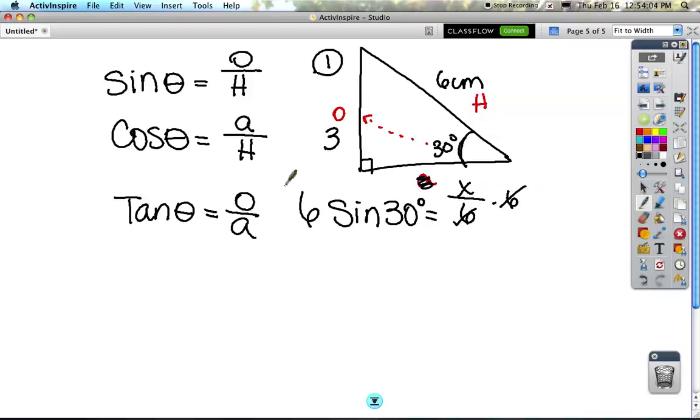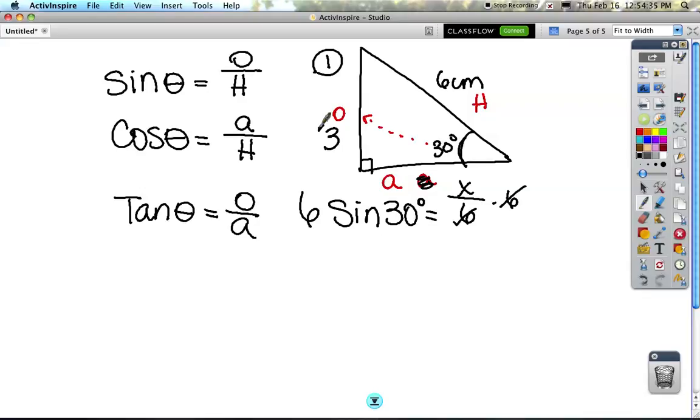Okay, now I want to go back and I want to find the A. I'm going to cover up, never cover up what was given. Never cover up what was given and the H was given. So this time I'm going to cover up the O side. Okay, what do I have as the two sides labeled? A and H, which is which trig function?